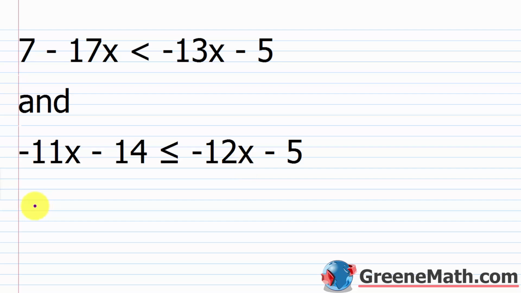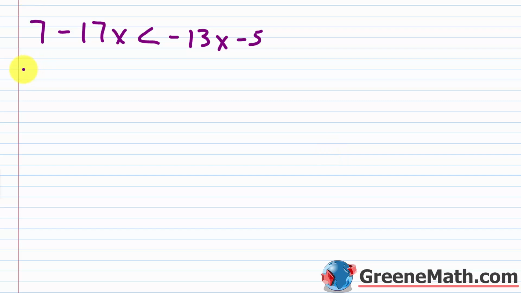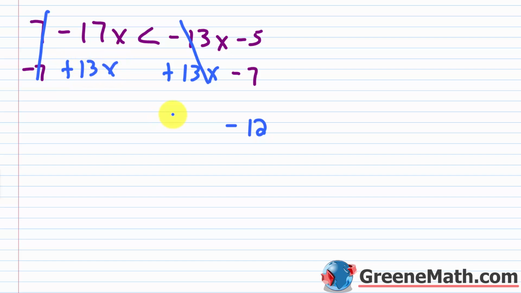All right, so let's start with the first one. We have 7 minus 17x is less than -13x minus 5. All right, let's get some room going. We'll come back up. So all I want to do is just subtract 7 away from each side of the inequality. And so I know that this is going to cancel. And -5 minus 7 is -12. I want to add 13x to both sides of the inequality. That's going to cancel. And let me put my less than symbol there. -17x plus 13x is going to give me -4x. So to solve this, I just want to divide each side by -4.